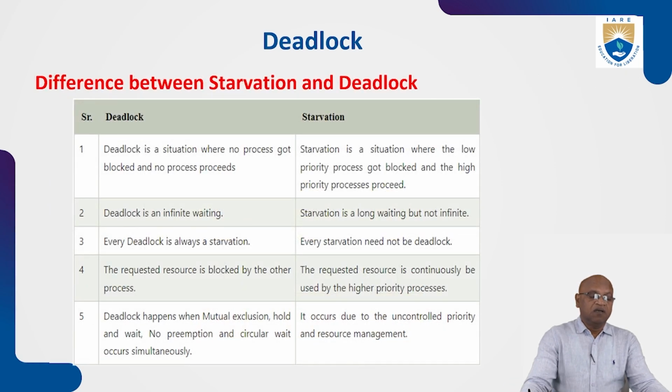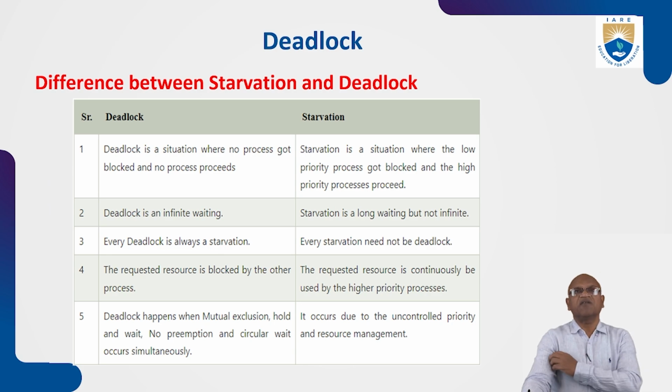So we'll see what is starvation and what is deadlock. Deadlock is a situation where processes get blocked and no process proceeds. Starvation is a situation where the low priority process gets blocked and the high priority process proceeds. Deadlock is an infinite waiting. Starvation is long waiting but not infinite. So every deadlock is always a starvation. Every starvation need not be a deadlock.